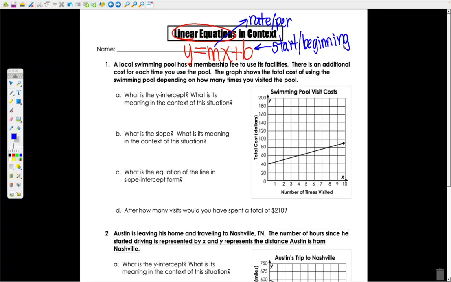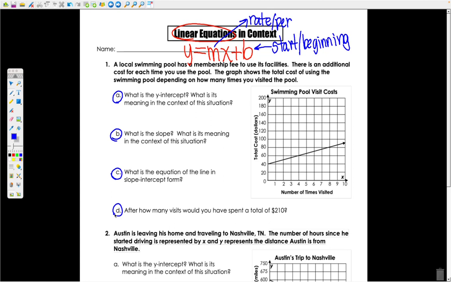This is taking it step by step. We're going to talk about the y-intercept, the slope, the equation, and then apply what we get from it. First thing I'm going to say, y'all need to be listening. I'm going to tell you right off the bat, when I ask you for the y-intercept, I don't want you to tell me that the y-intercept is where it crosses the y-axis. Because what I'm asking for is what does it mean in this situation?